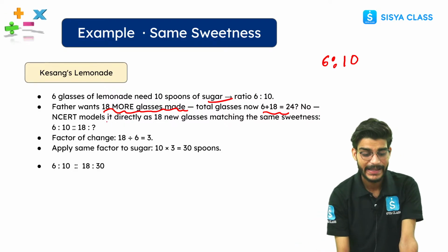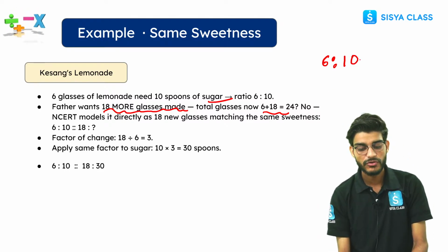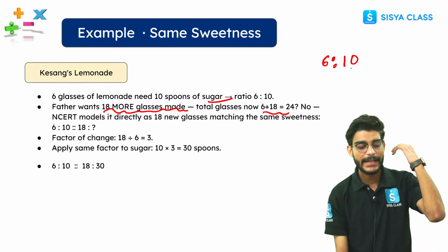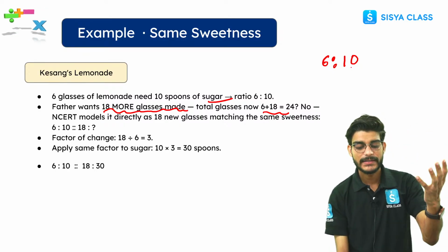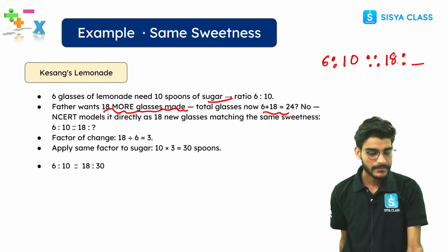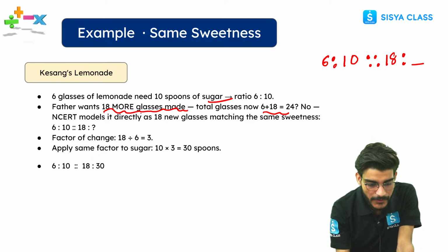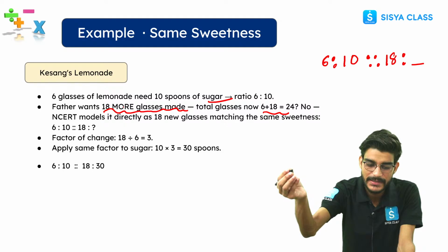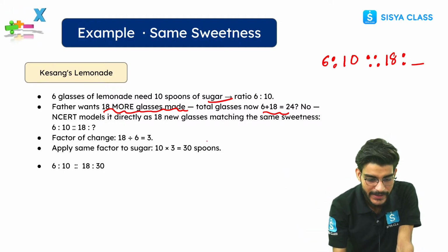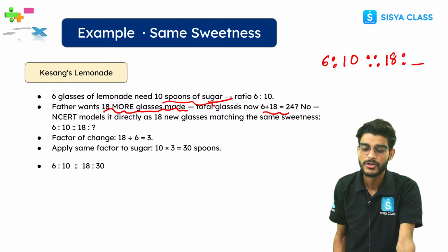Now suppose 6:10 we have. Let's say father wants 18 more glasses made. So if he wants 18 more glasses, what will the question be asking? It is not asking about the number of glasses, that is given, 18 glasses. So we have to find the total spoons of sugar. Yes, total spoons of sugar.